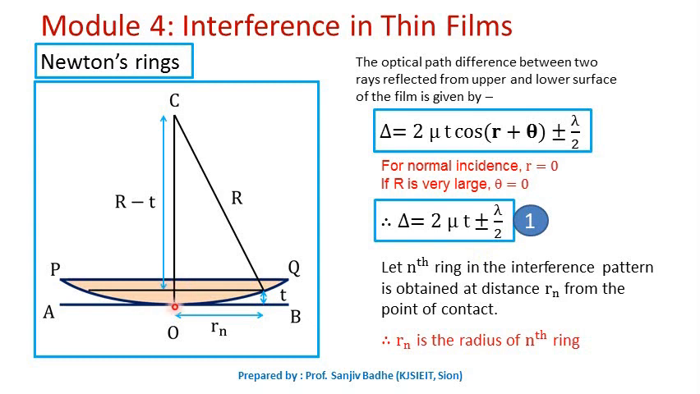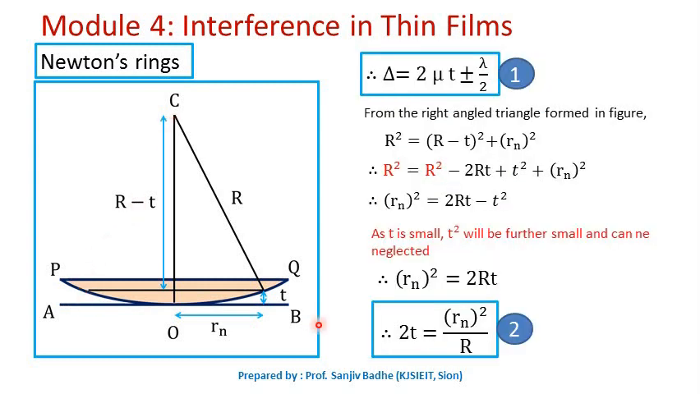The interference pattern will be obtained in the form of rings with this point of contact as the center. Let us say the nth ring is formed at this point, which is at distance Rn from the point of contact. So Rn will be the radius of the nth ring. Now this nth ring will be the nth dark ring if the condition for minimum is satisfied, if this optical path difference is an odd integral multiple of lambda by 2, and this nth ring may be the nth bright ring if the condition for brightness, that is maximum, is satisfied. That is when the optical path difference is an integral multiple of lambda.